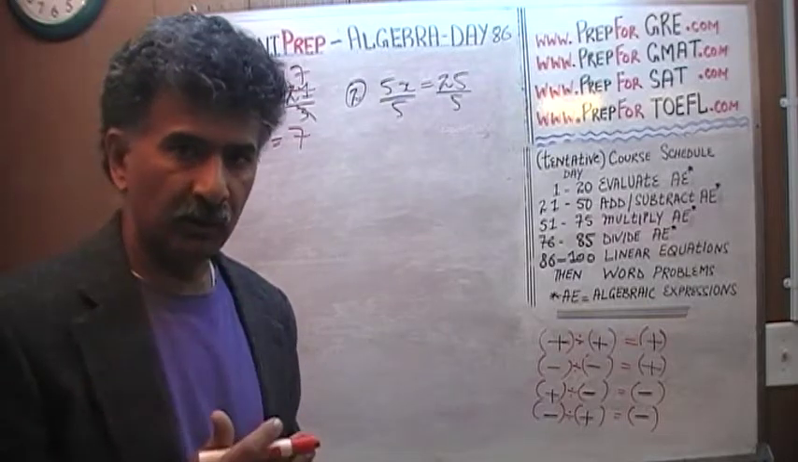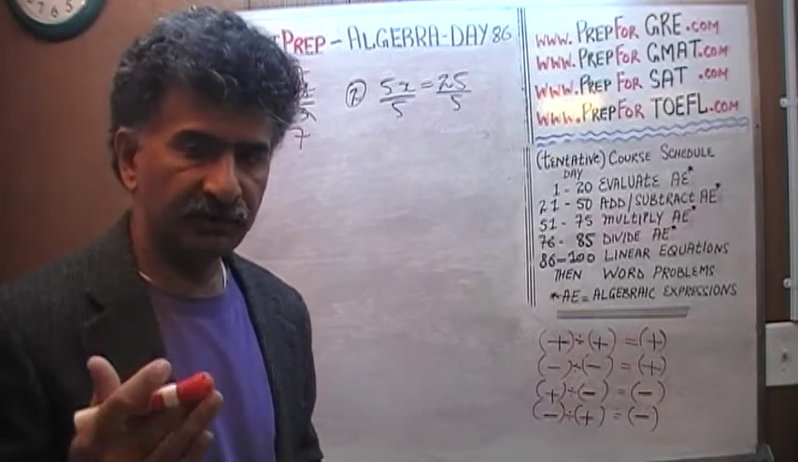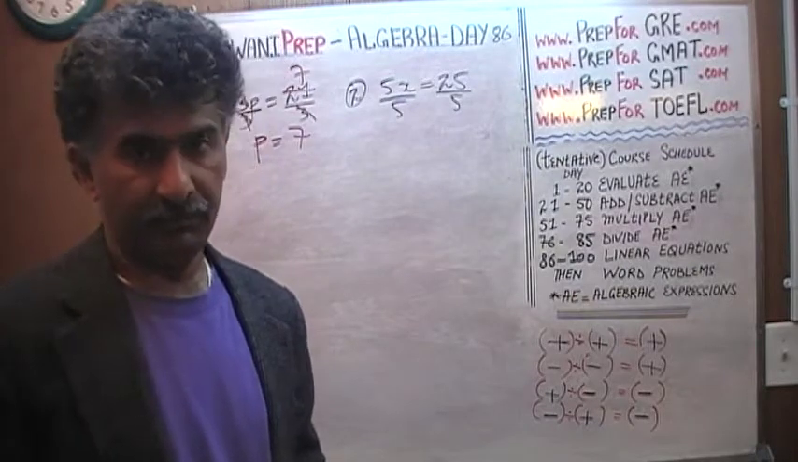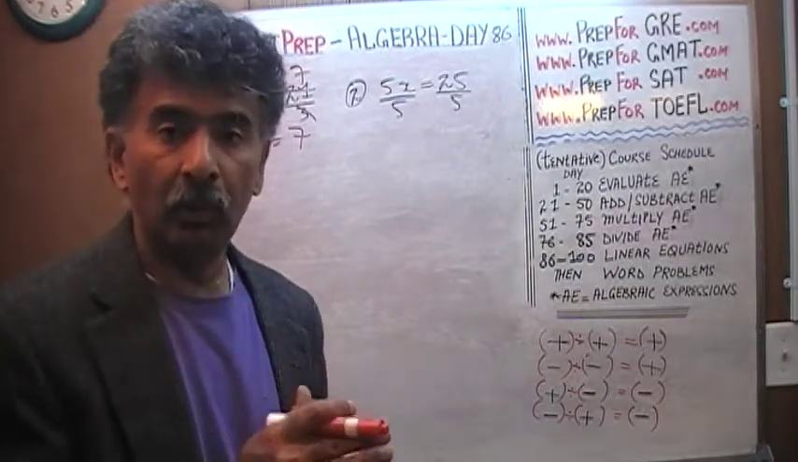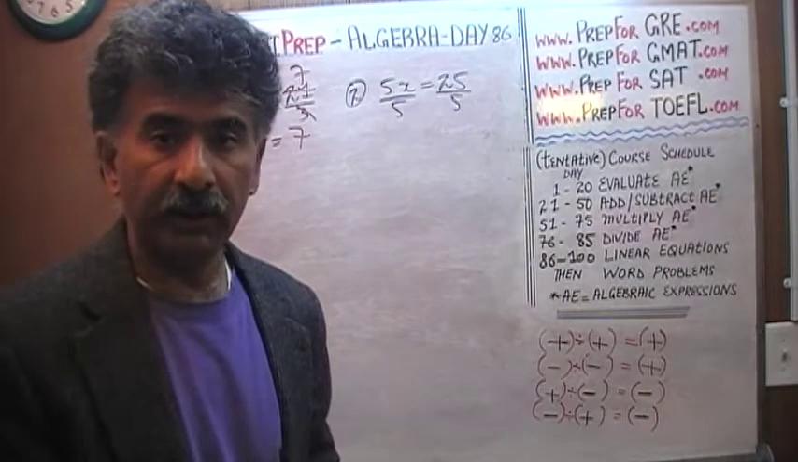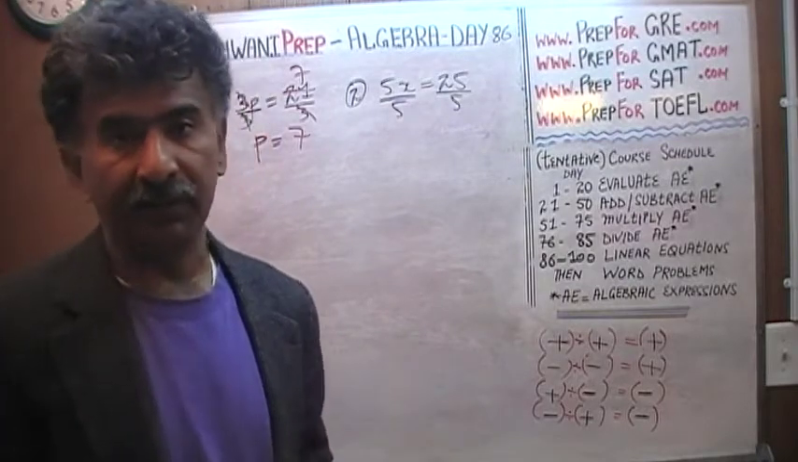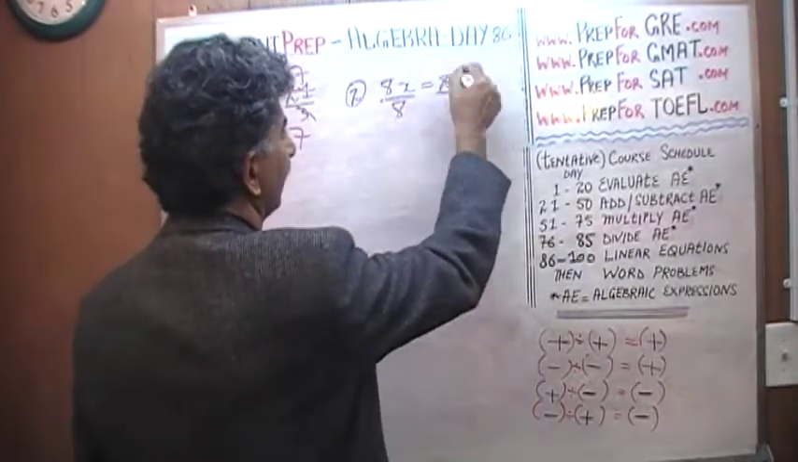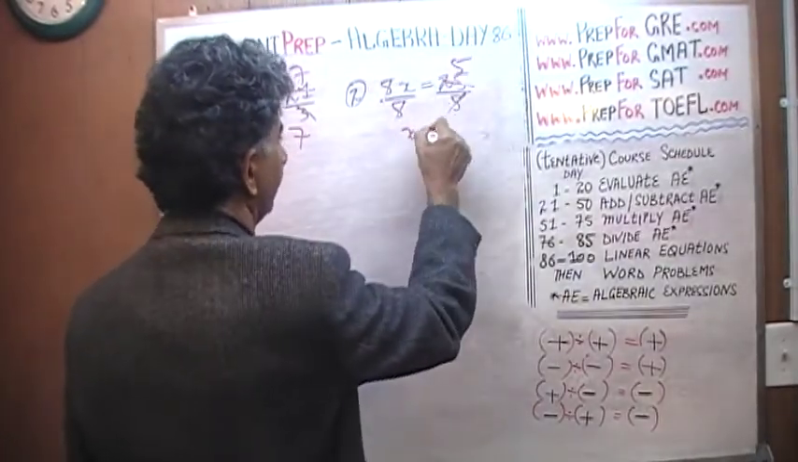Whatever you do to one side of the equation must be done to the other side of the equation, the exact same thing, in order for it to remain an equation. Otherwise, the quantity on the left will no longer equate to the quantity on the right if you do something to one side and not the other side. So, x equals 25 divided by 5, which is 5. x equals 5.